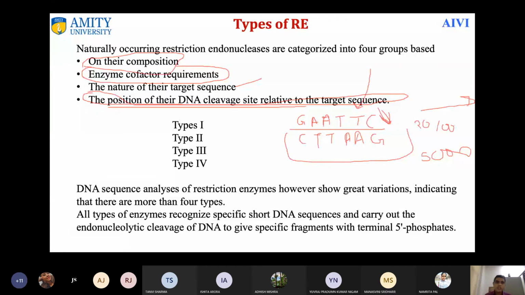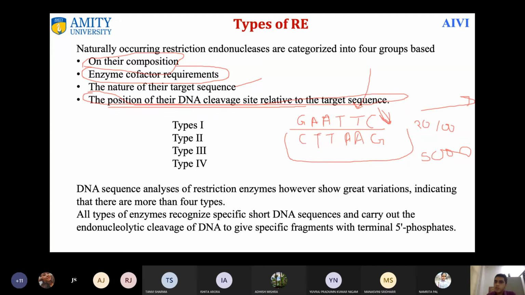Okay, so DNA sequence analysis of restriction enzymes, however, shows greater variation, indicating that there are more than 4 types. So they are not just 4, there may be more than 4, but we generally characterize them in 4 only. All types of enzymes recognize a DNA sequence and carry out endonuclease activity due to specific cleavage, generating fragments with 5' phosphate.